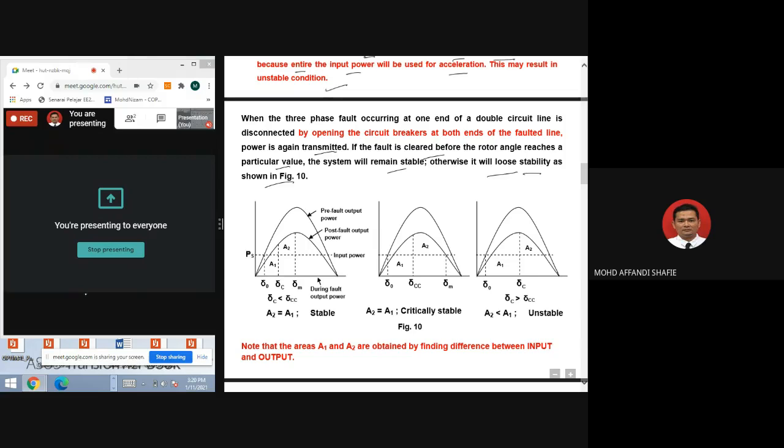So pre-fault, I mean before the fault occurs in the system, and then what happens when the fault is totally cleared from the transmission line, and then actually you can see the magnitude of the power here is decreased from the pre-fault to the post-fault, right? So here what we can see is delta C less than delta CC here. So delta CC is the critical clearing angle. So we can note that the areas A1 and A2 are obtained by finding the difference between input and output.